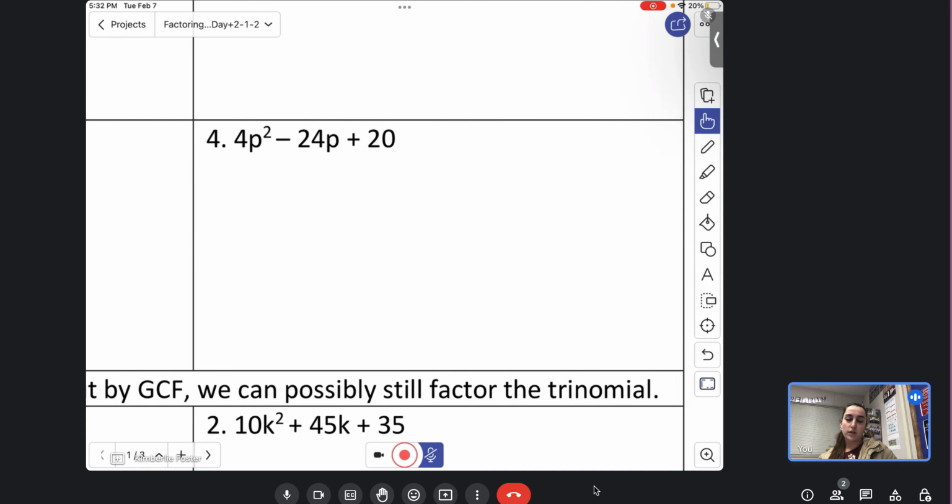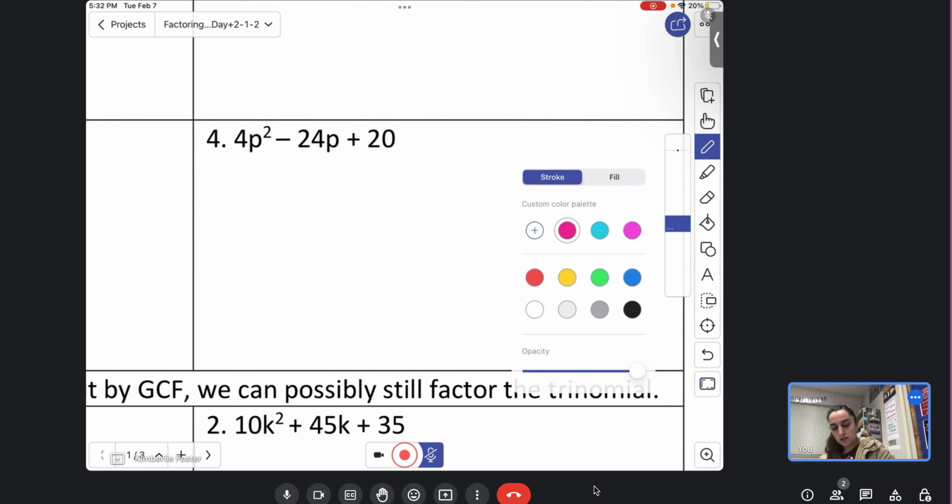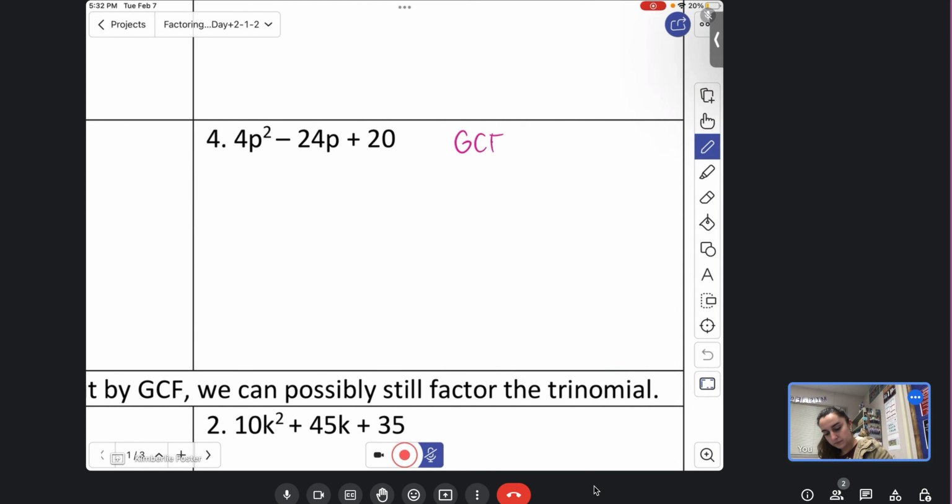So I have a 4, 24, and 20. So I notice that my GCF is 4. So I'm going to go ahead and factor out a 4 to start with. So I'm dividing everything by 4. All right, so I'm left with p squared minus 6p plus 5. Okay, from here, we need to remember to bring this 4 all the way down with us. All right, so I'm going to leave it here, and then I'm going to use my brackets.